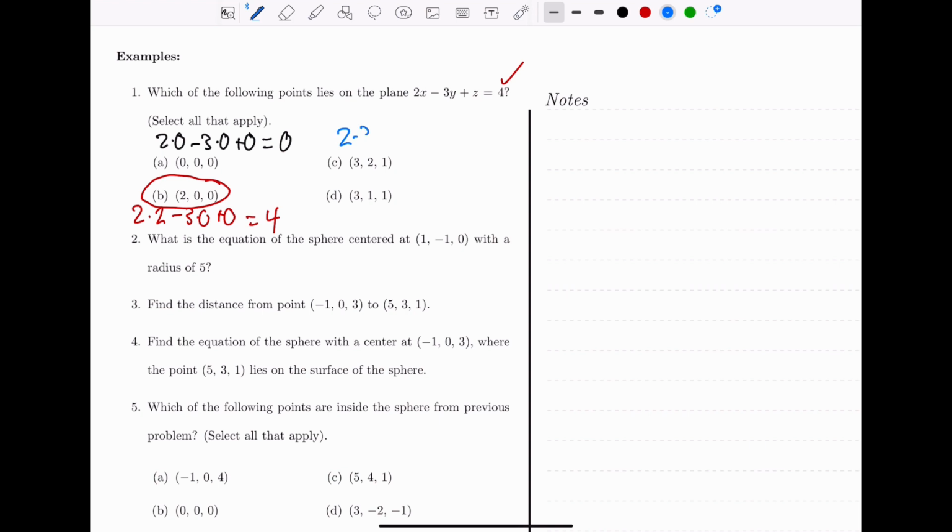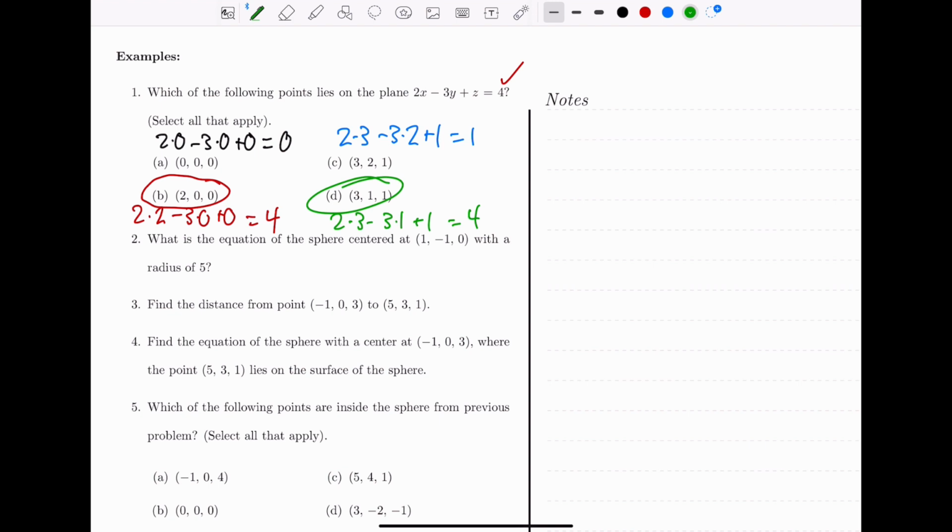So we have 2 times 3 minus 3 times 2 plus 1, plugging in 3, 2, and 1 for the point. And 2 times 3, 6, minus another 6 plus 1, we just get 1 here. That's not equal to 4, so this point does not work. Let's try the point 3, 1, 1. 2 times 3 minus 3 times 1 plus 1. 2 times 3 is 6. Subtract 3 and we have 3. Add 1, that's 4. Yes, this point works. We get 4 again. So this point and this point both lie on the plane.